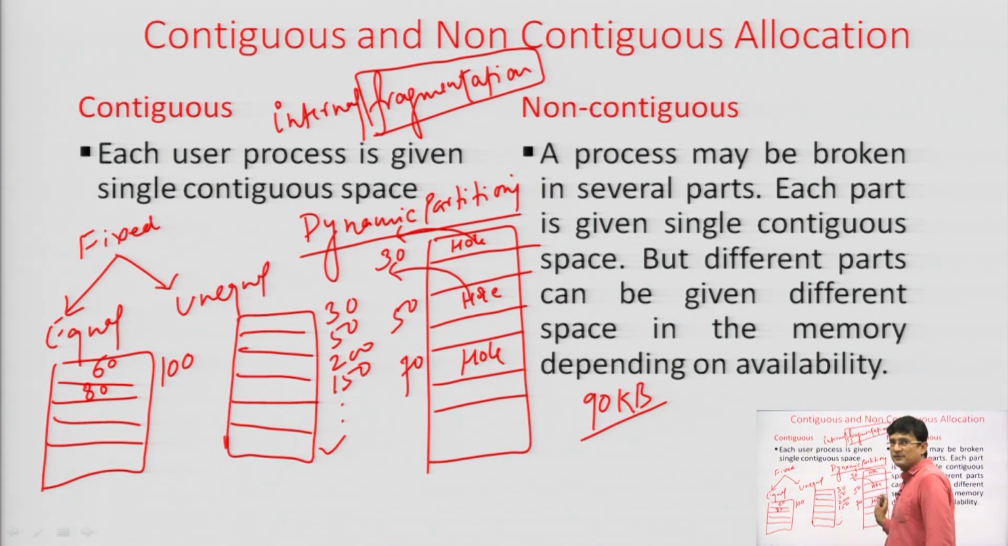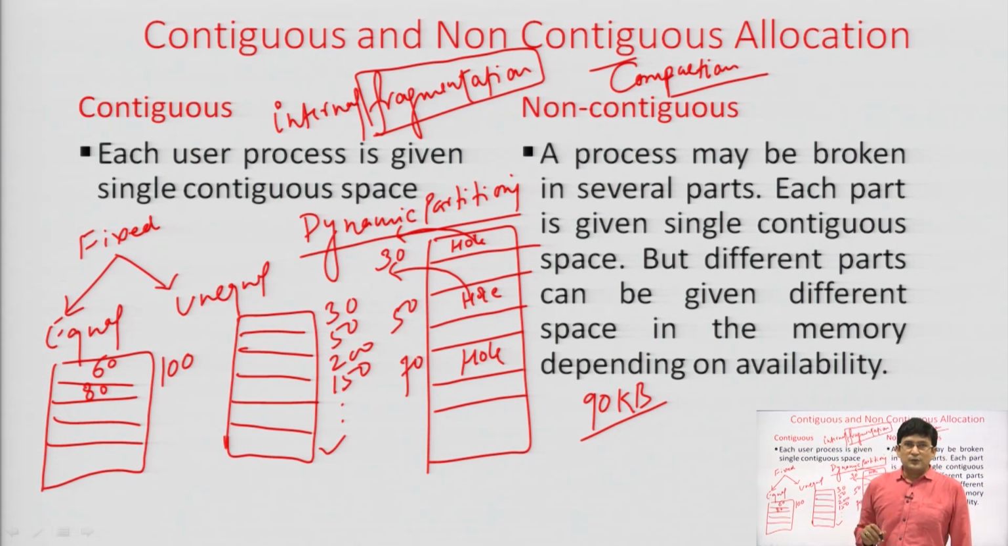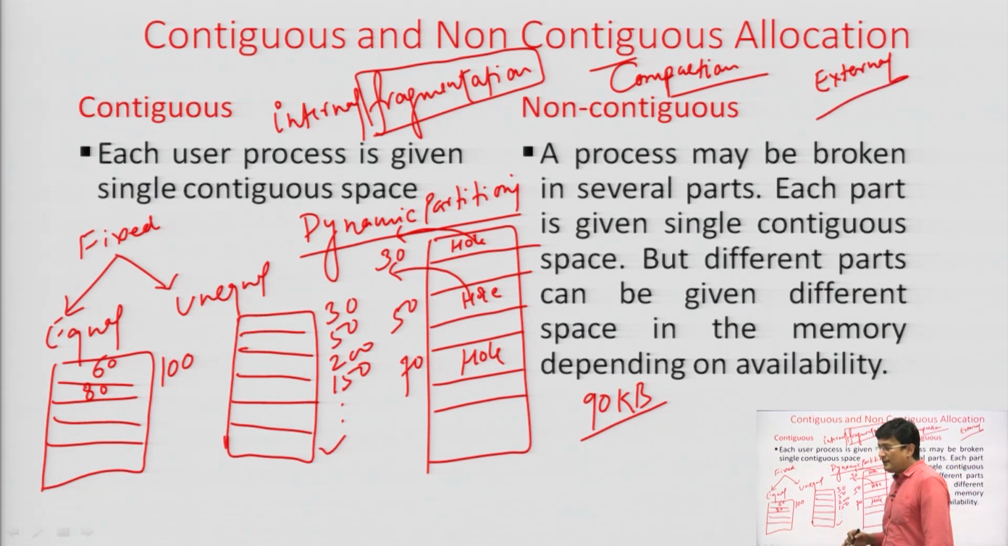to fit the process. So, a compaction scheme is required in this case to bring all the allocated space on one side and all the free space on another side. So, this dynamic partitioning is causing us external fragmentation, and to remove the external fragmentation we may use the concept of compaction.